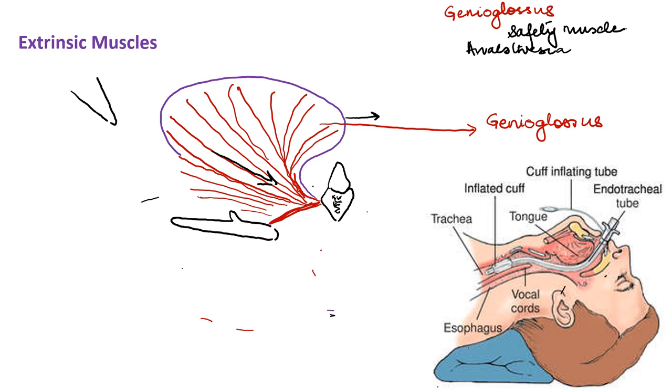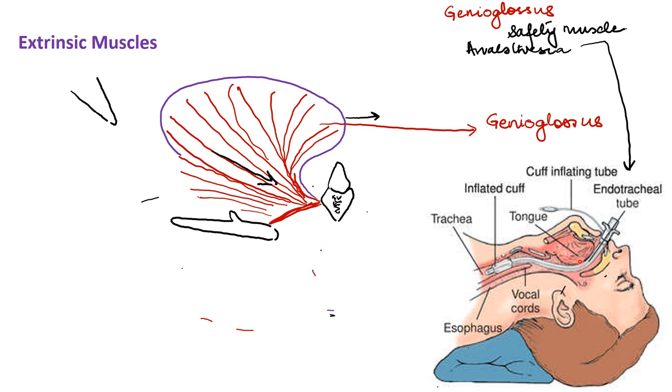As a result, there is a possibility this muscle would fall back and choke the patient. Hence, usually during anesthesia, an endotracheal tube or an airway is put in the oral cavity to depress this genioglossus muscle and to prevent it from falling back.